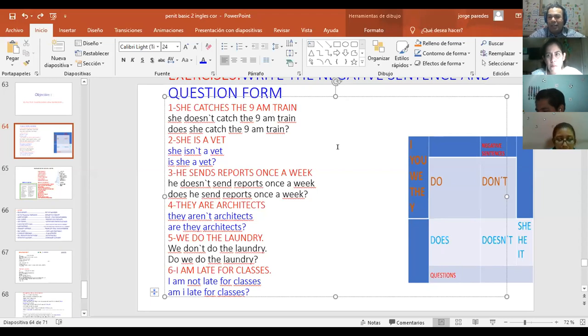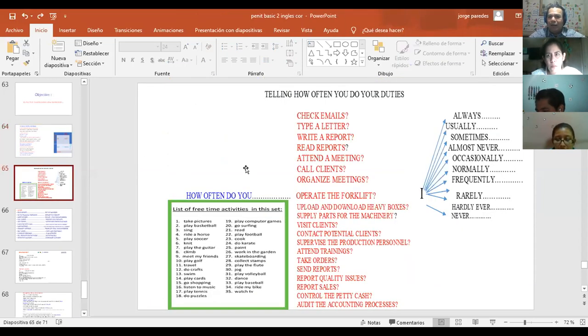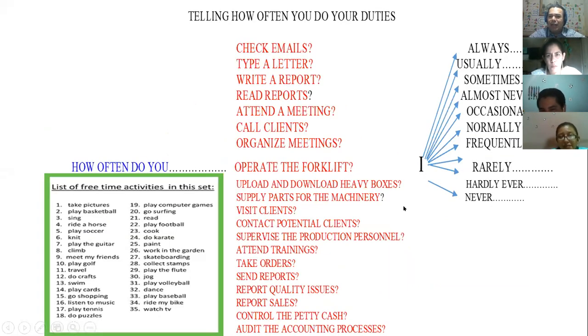No. Okay, let's continue. Next activity. All right, esta de acá. I'm gonna put it bigger. So yesterday we were practicing asking questions about adverbs of frequency. ¿Cuáles son los adverbs of frequency? Esto de acá. Always, usually, sometimes, almost never, occasionally, normally, frequently, rarely, hardly ever, and also never. Those are the adverbs of frequency, okay? Son muy distintos a los que practicamos anteriormente. Totally different from the ones that we practiced before, que eran los time expressions, totalmente distintos, okay?